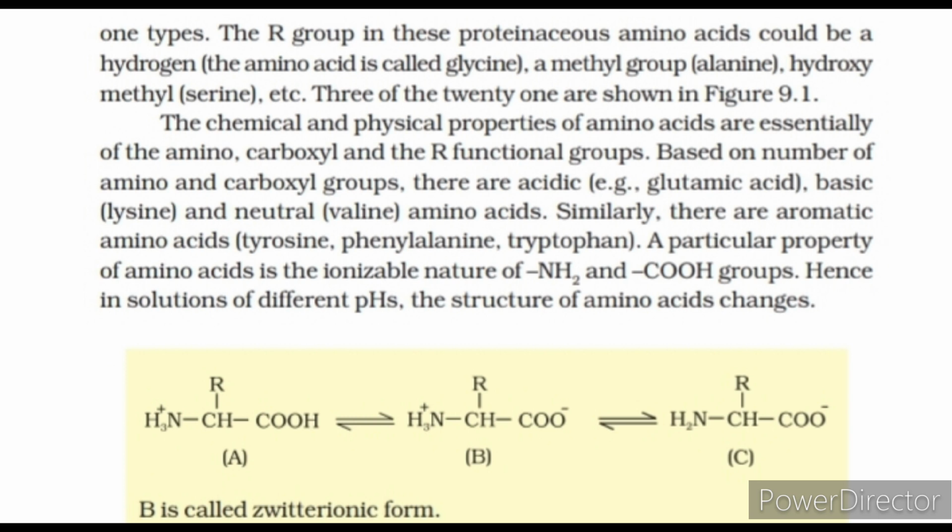The chemical and physical properties of amino acids are essentially of the amino, carboxyl and the R functional groups. Based on number of amino and carboxyl groups, there are acidic, example, glutamic acid, basic, lysine and neutral, valine, amino acids. Similarly, there are aromatic amino acids, tyrosine, phenylalanine, tryptophan. A particular property of amino acids is the ionizable nature of NH2 and COOH groups. Hence, in solutions of different pHs, the structure of amino acids changes.